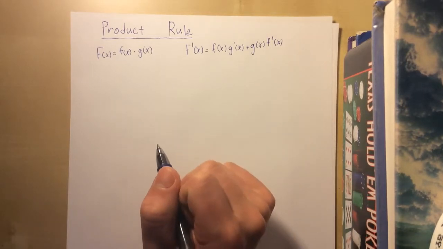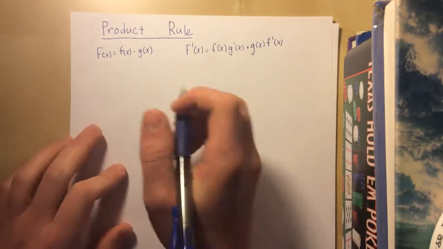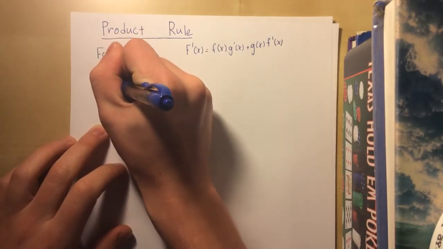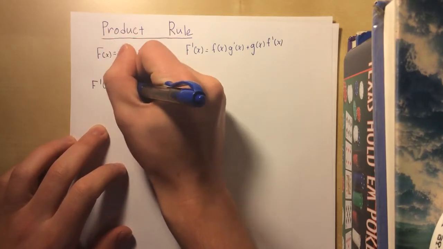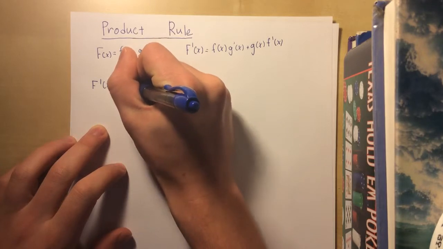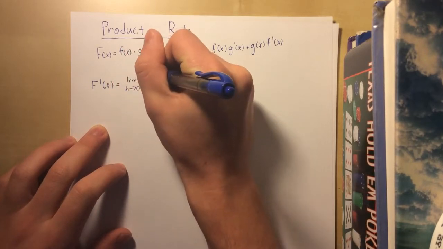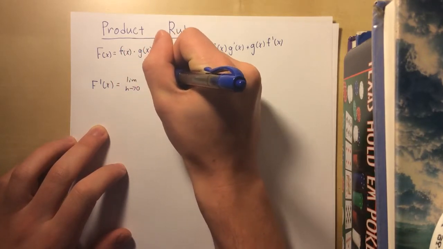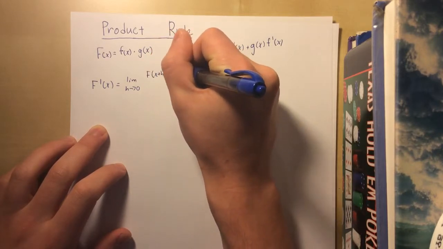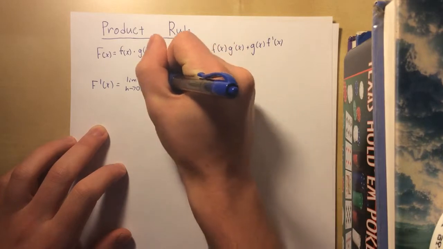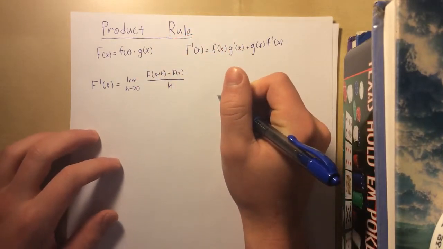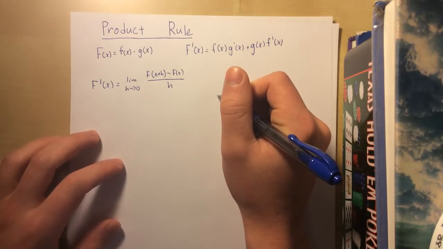So in this video I'll be proving this, and we're going to be using the definition of a limit. The derivative of f of x is equal to the limit as h approaches 0 of f of x plus h minus f of x all over h. So that's just the basic definition of a derivative.